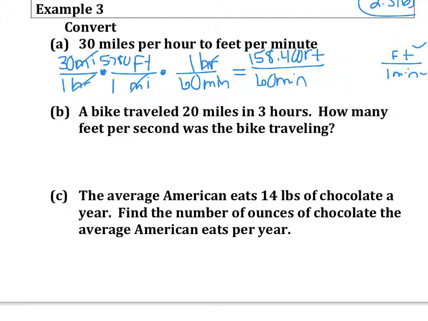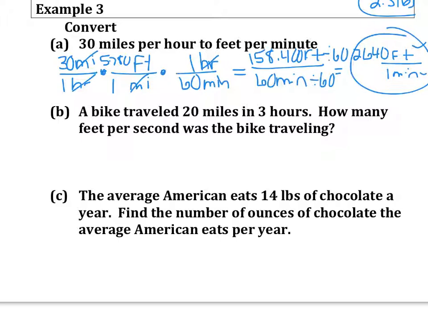Now the problem is this is not our desired answer because we want to know how many feet were traveled per 1 minute. So I'm going to divide by 60 in the top and the bottom to get to 1, which is basically like a unit rate. And when I divide my 158,400 by 60, I end up getting 2,640 feet. And that's per minute, making that my final answer. Okay, let's do a few more here.